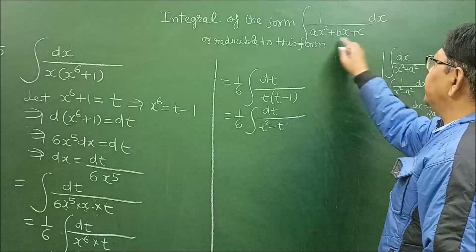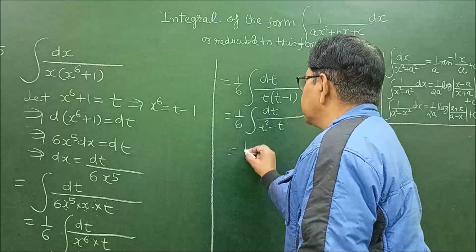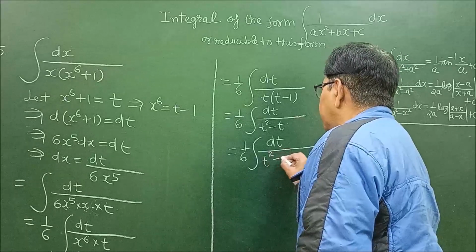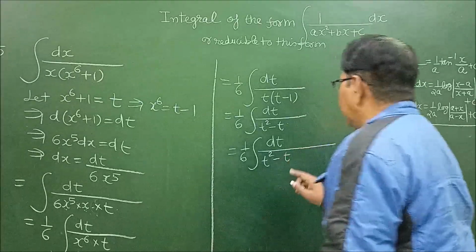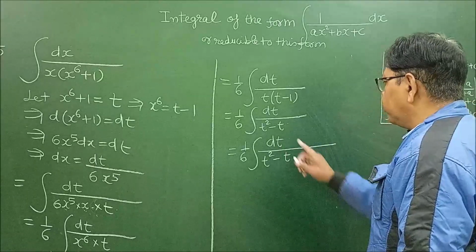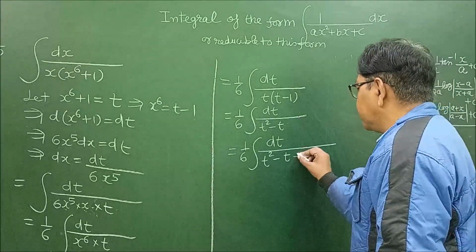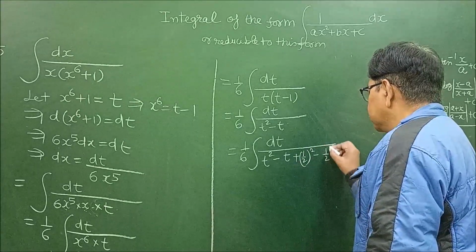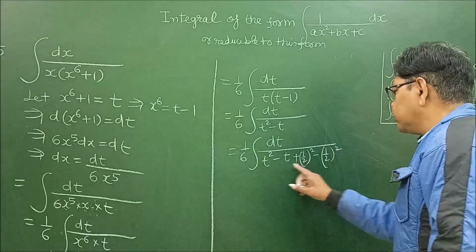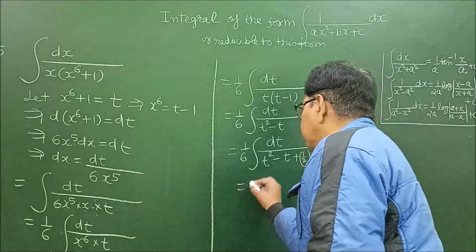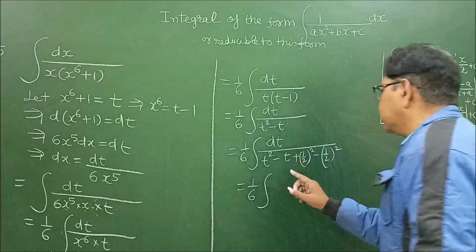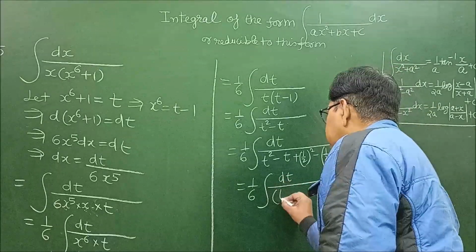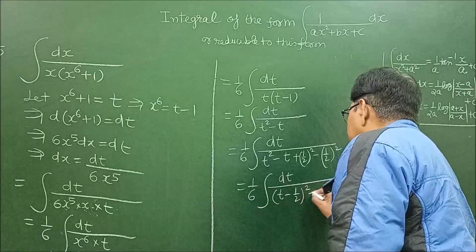Now this is in the form ax square plus bx, so we can write this as 1 by 6 integral of dt upon t square minus t. Half of the coefficient of t, that is 1 upon 2, the coefficient of t is 1 here, so adding 1 upon 2 square and subtracting 1 upon 2 square. These three terms make a perfect square, so this is equal to 1 by 6, because the minus sign is here, it is a whole square of a minus b form, a minus b. So I can write this as t minus 1 by 2 square minus 1 by 2 square.